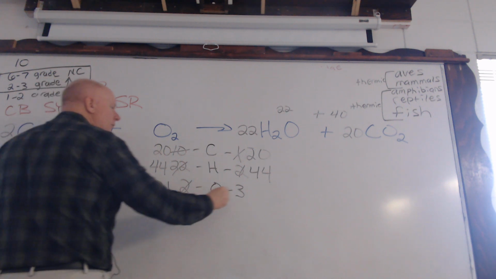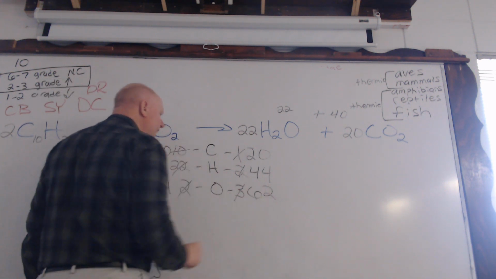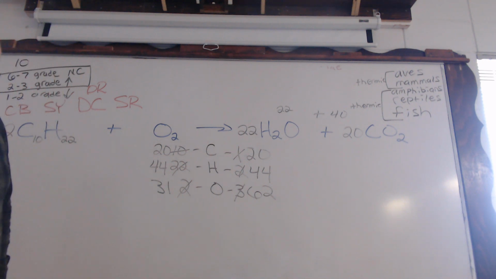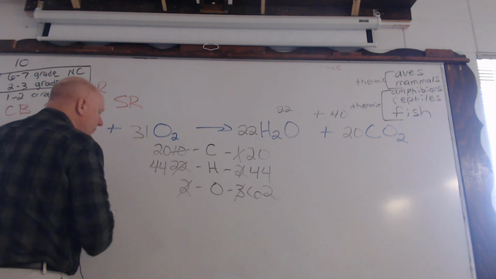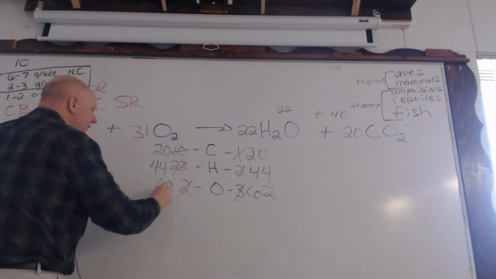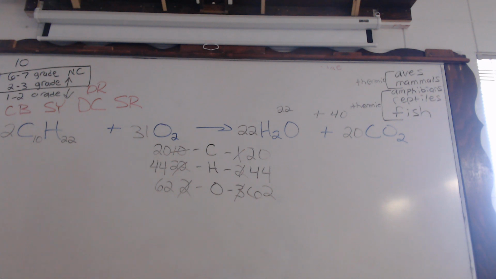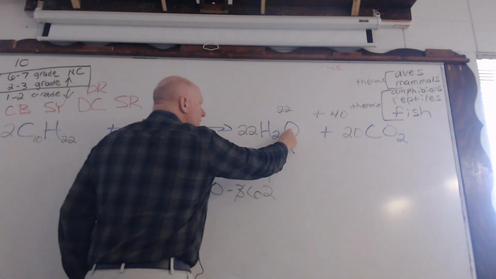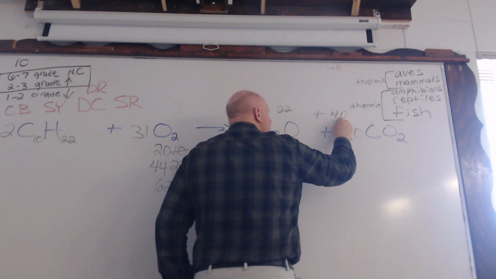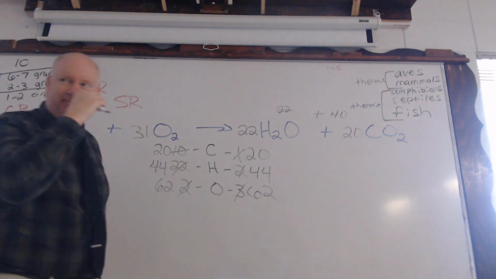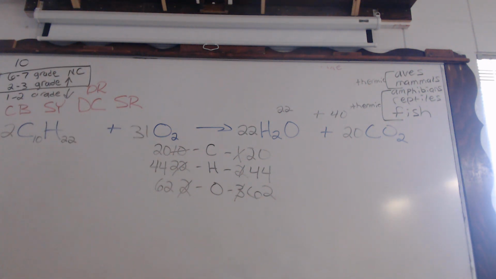Okay, and then we said this was 62. Oops, I did that wrong. I've got to put the 31 up there. It would be down here, but that means we've got 62. Okay, what's 22 times 1? 22. What is 20 times 2? 40. What is 40 plus 22? Okay? Right? Starting to come back a little bit.